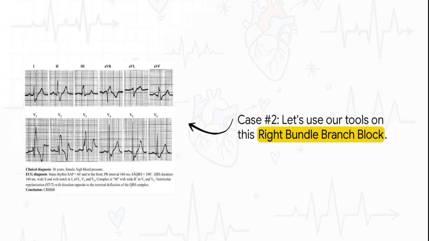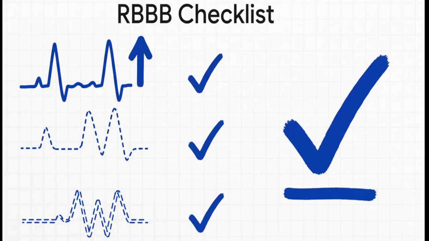And again, a quick glance tells us the QRS is wide. So let's run through the checklist and see what our tools tell us this time. First, the turn signal method. Look at V1. The final deflection is pointing up. That's a right turn.